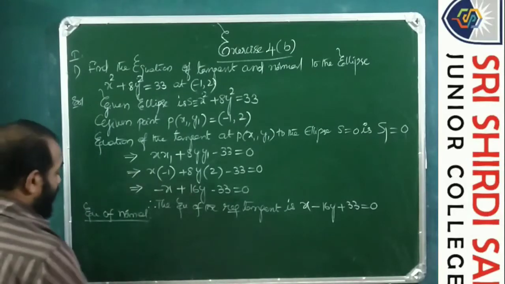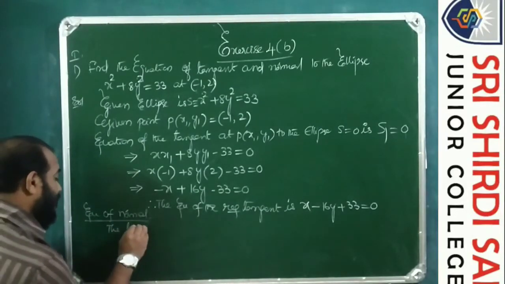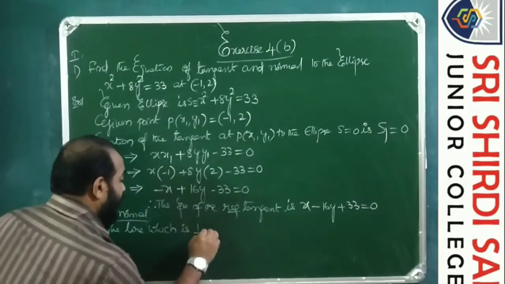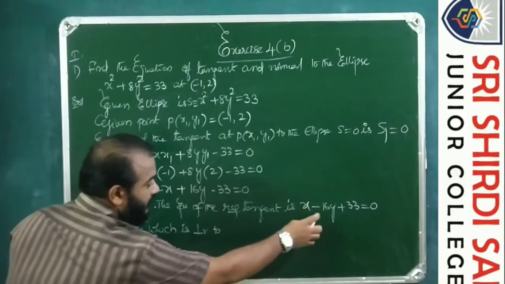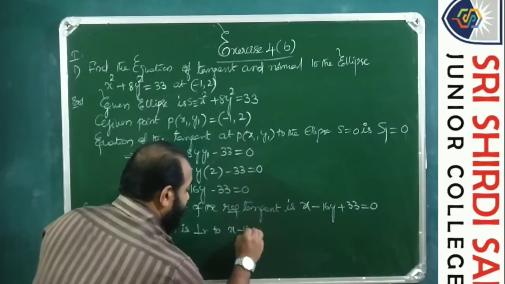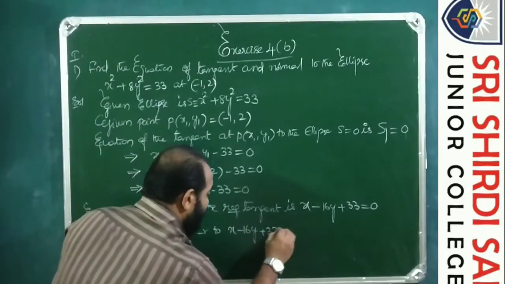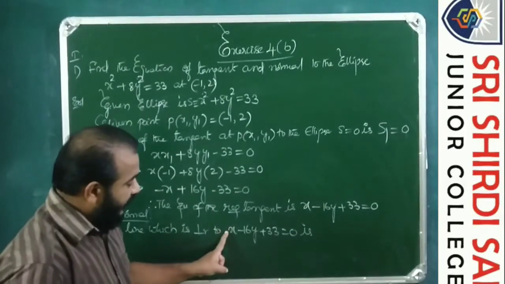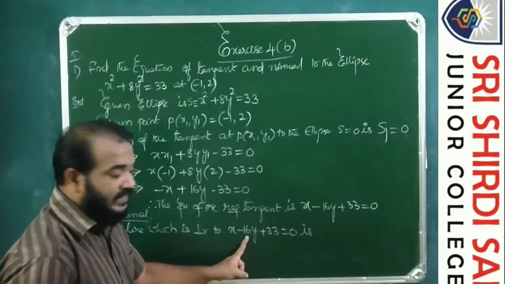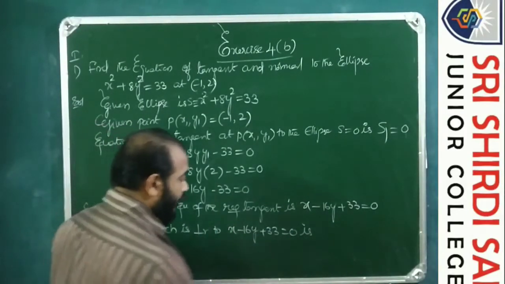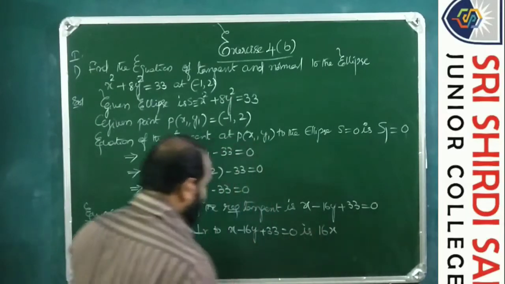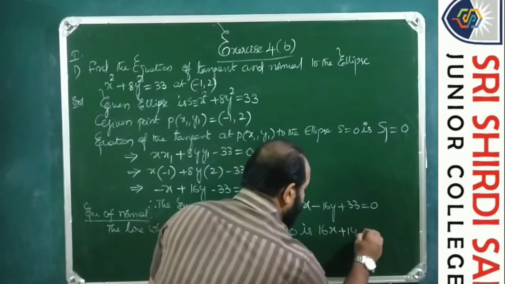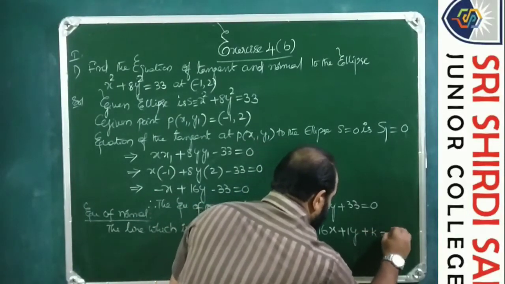So the line which is perpendicular to this x minus 16y plus 33 equals 0 is, so the coefficient of x is 1 and the coefficient of y is 16. So this will be 16x plus 1y plus k equals 0.